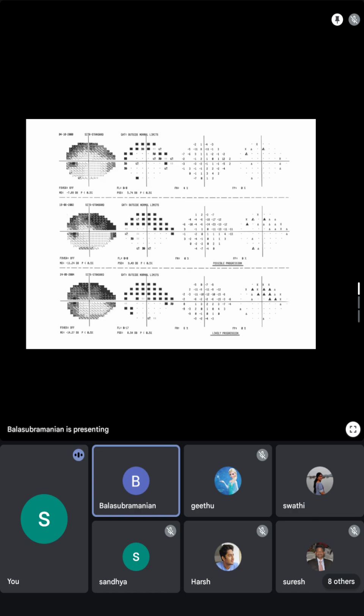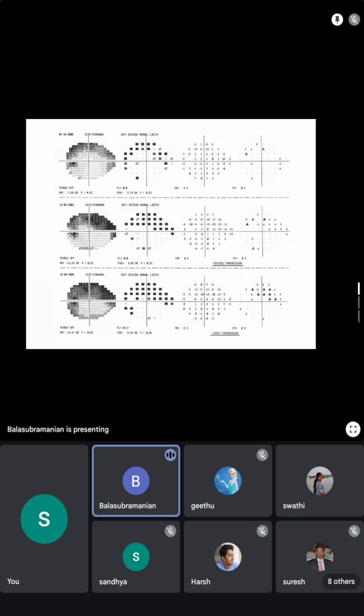And in the probability plot, it shows 2 half-filled triangles and 2 full triangles. It is suggestive of possible progression. And in the next test, there are more than 3 full-filled triangles, which is suggestive of likely progression. If it is significant in 2 charts, it is called possible, and in 3, it is called likely progression.